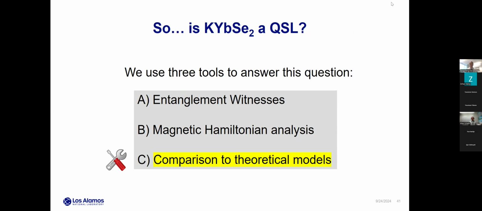Now, we return to the question: is potassium ytterbium selenide a quantum spin liquid? Well, you may say, based on the previous slide, that no, it's not. Its Hamiltonian is within the long-range ordered phase, and you observed long-range order. But I'm going to argue that doesn't mean we can't consider it to be a spin liquid at finite energy scales. And to show why, let's move on to the third tool, comparison to theoretical models.